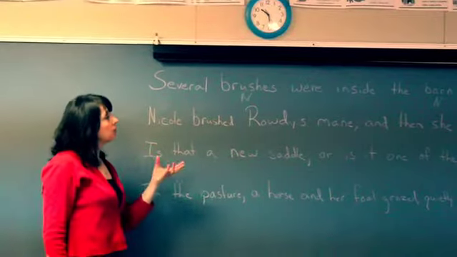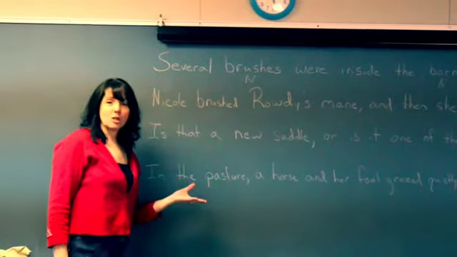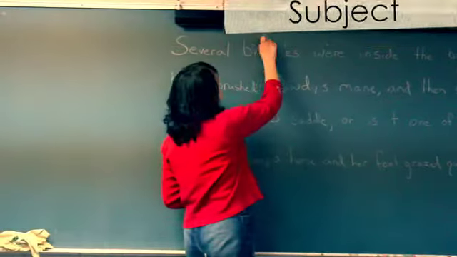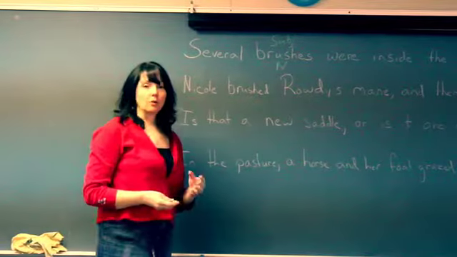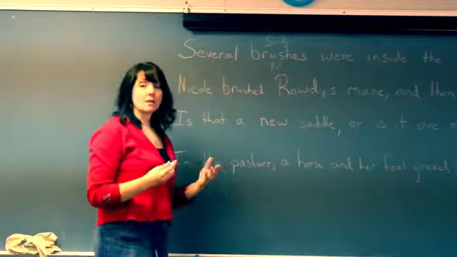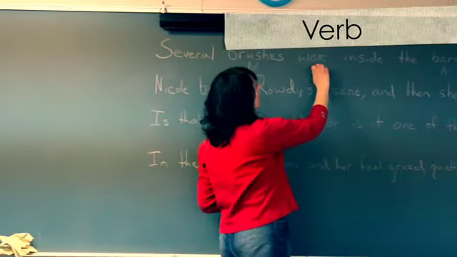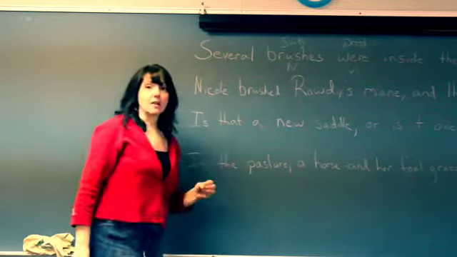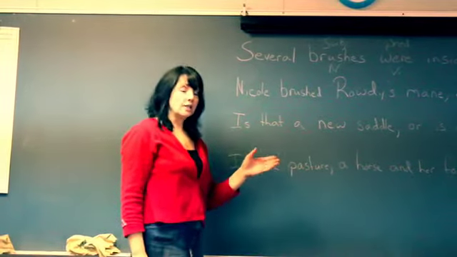So out of those two, which one do you think is our subject? Obviously, it's going to have to be brushes. That's what the sentence is about. So here's our subject. Then we also have to look for our verbs. The only word in this sentence that is a verb is were. And verbs are always our predicate. So we only have one subject-predicate set. So that means we have one independent clause.